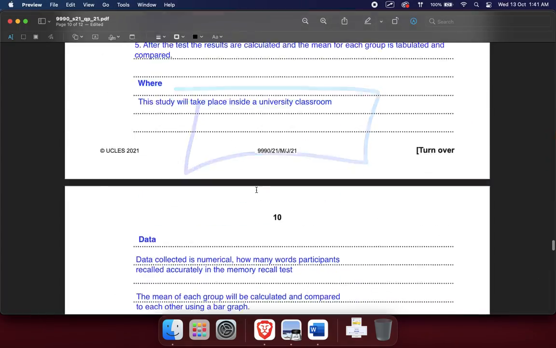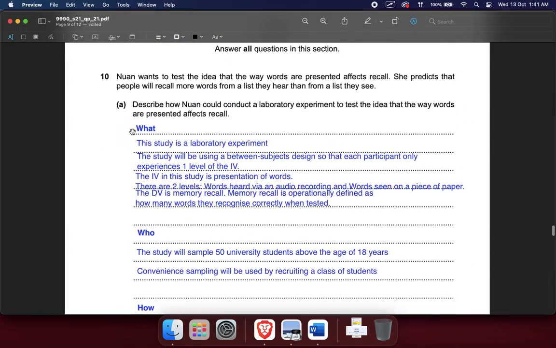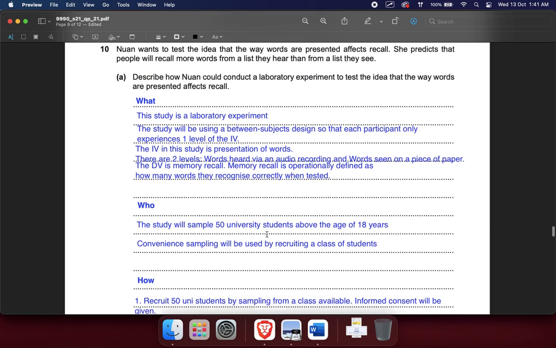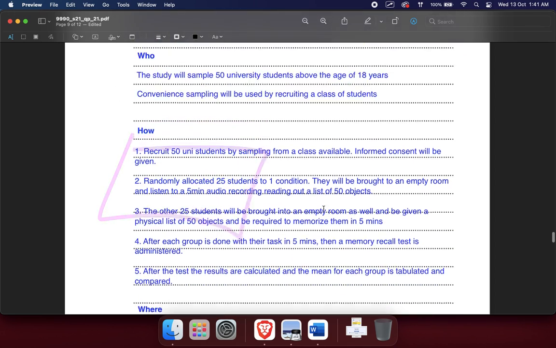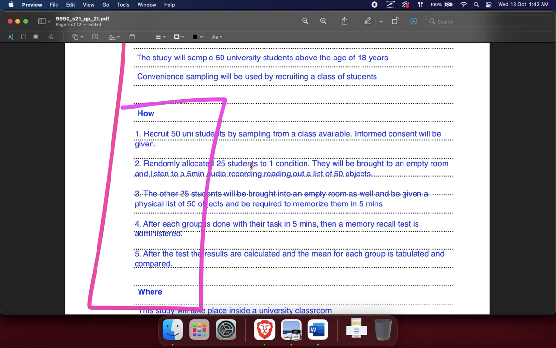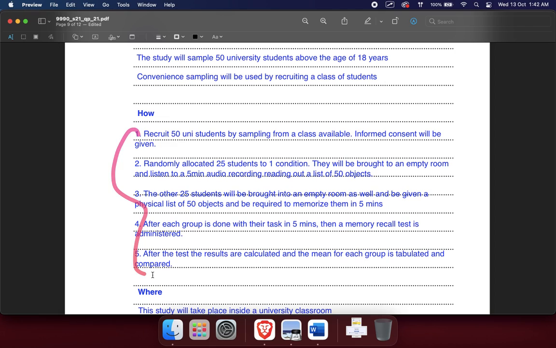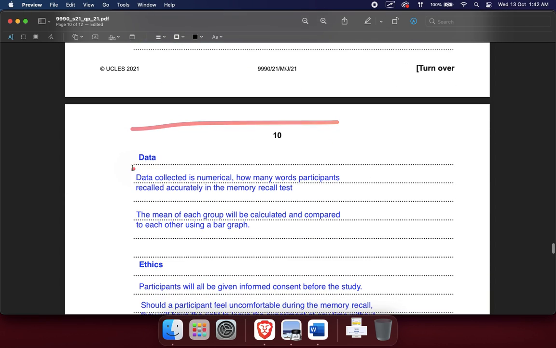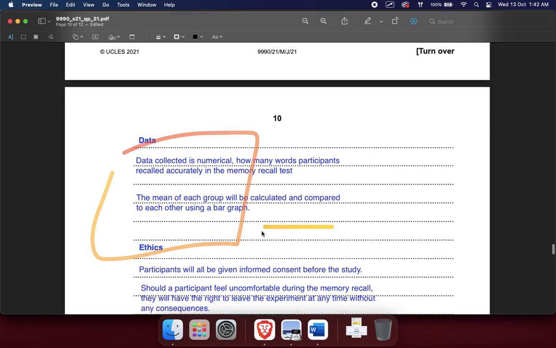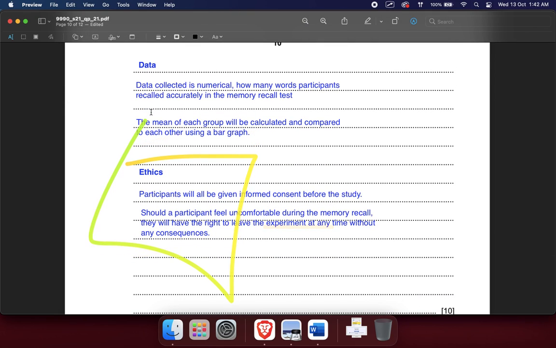In essence, if you go up again here, so what is it? Laboratory, IVs, DVs, identify them, define them. Who are we sampling? How many? What sampling method are we using? How are we conducting the experiment? The procedure doesn't have to be super detailed, but should have enough detail so that it's clear what you're doing. Where is it going to take place? What kind of data are we dealing with? How will we calculate the data? And last but not the least, what measures are we taking to ensure that our study is ethical, right?